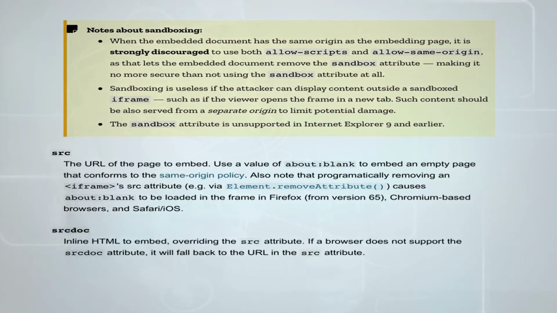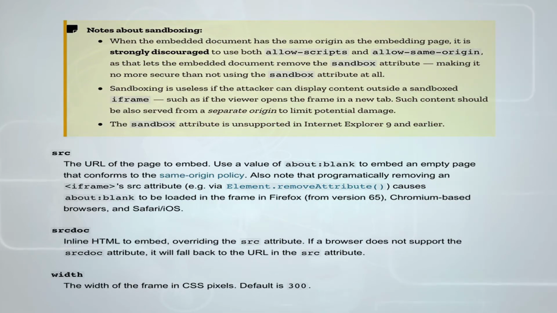Now let us see what is srcdoc. It is inline HTML to embed, overriding the src attribute. If a browser does not support the srcdoc attribute, it will fall back to the URL in the src attribute. Then you have width. The width of the frame in CSS pixels, and the default width is 300.